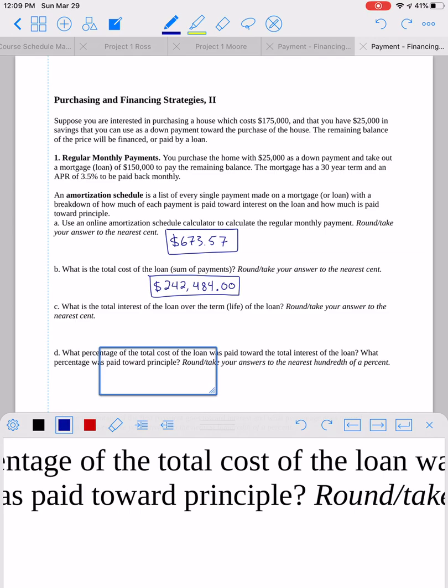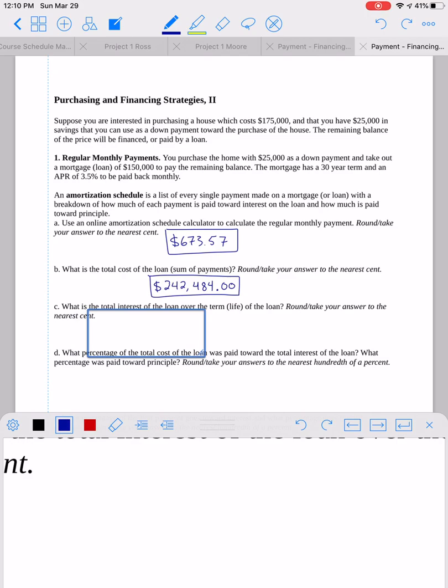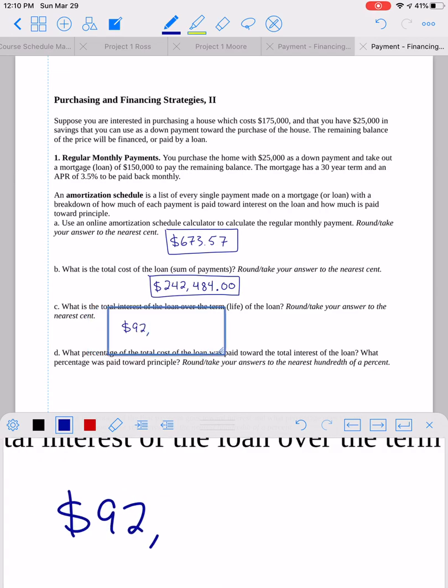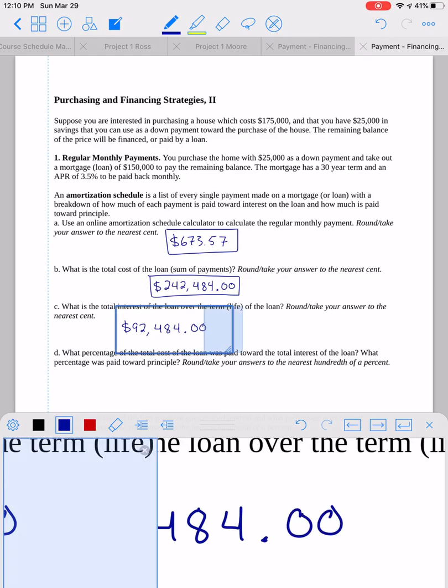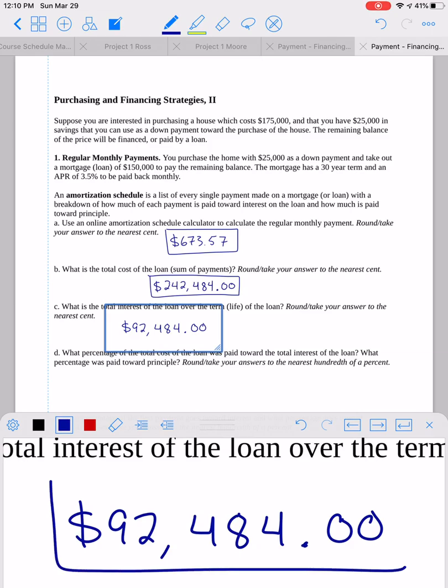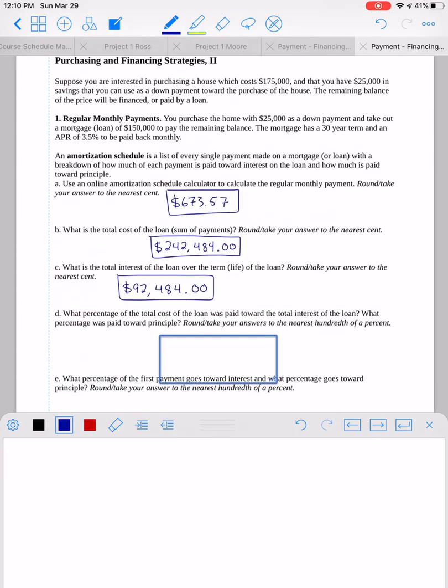Part C, what is the total interest of the loan over the term or life of the loan? The term of the loan is the amount of time that the loan goes on. Well, we also had that, the total interest paid from the amortization calculator. If we wrote that down or go back to it, we'd find it was this amount, $92,484. Again, 0 cents, satisfying the format of the answer.